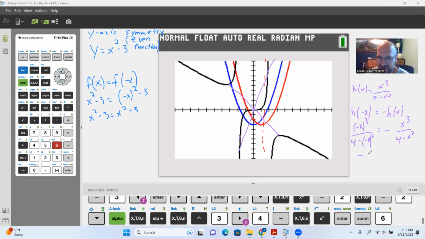Negative x cubed, negative x times negative x times negative x is negative x cubed. 3 negatives make a negative. Negative x squared is positive x squared. And is that the same as what is on the right side here? Yes, the negative can be in front, the top, or the bottom. There's one negative there, so that is an odd function.